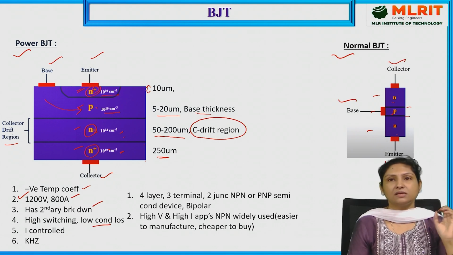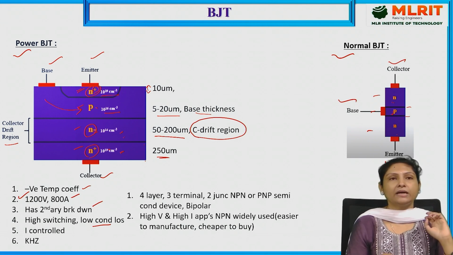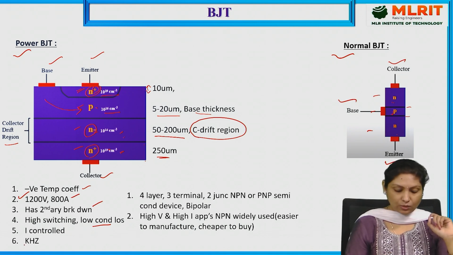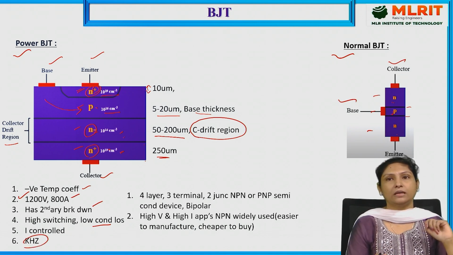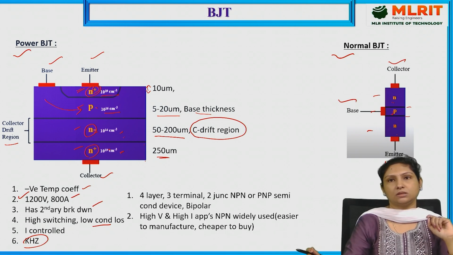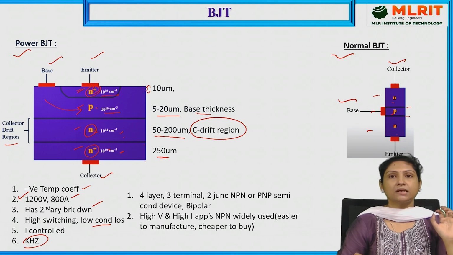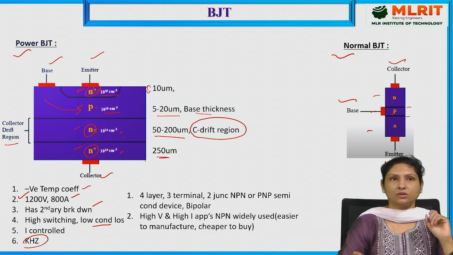And as I already told you, this is a current control device, and the power handling capability of the power BJT will be about kilohertz, which is very high when compared to that of normal BJTs. And here the BJT is abbreviated as bipolar junction transistor. The term bipolar means the current conduction is due to both holes as well as electrons. So that is the reason it is named bipolar.